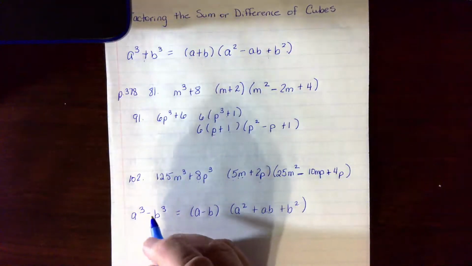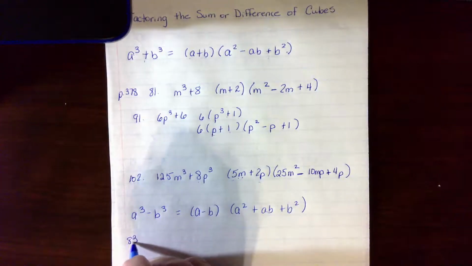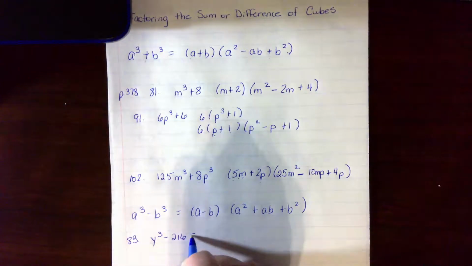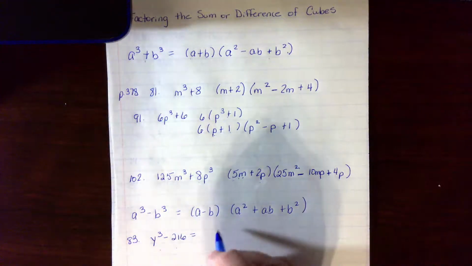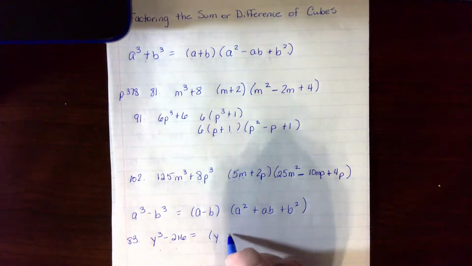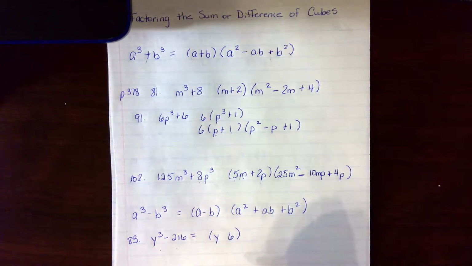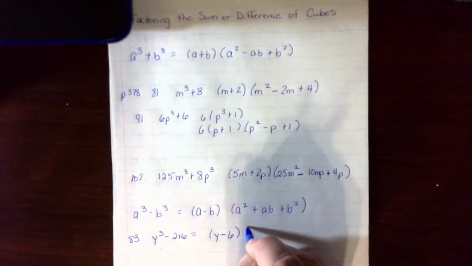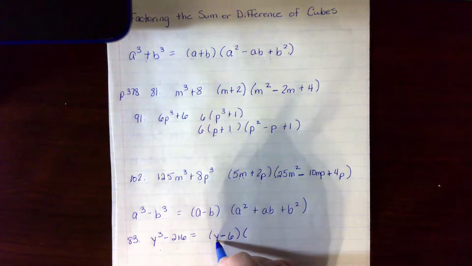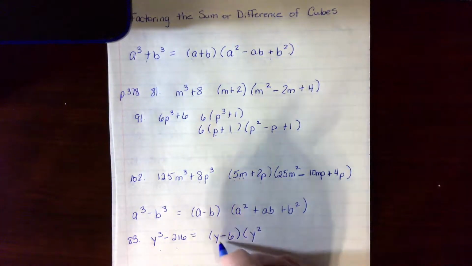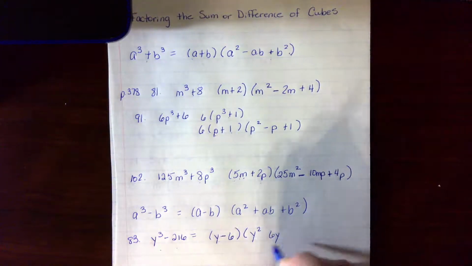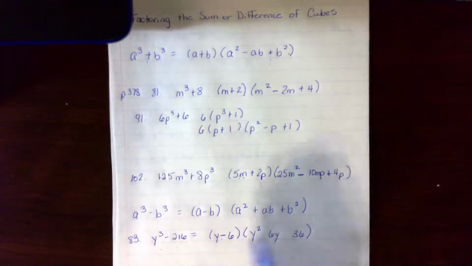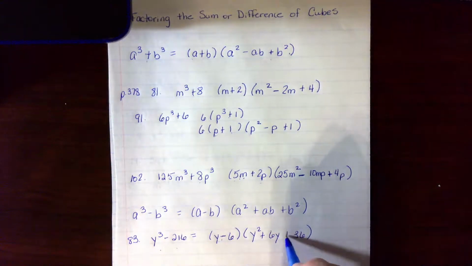All right, so I'm going to look at problem number 83. The two cube roots are y and 6. If this is minus, this is minus. Then I square the first one, I multiply them together, and I square the last one. This is minus, this is plus, this is always plus.